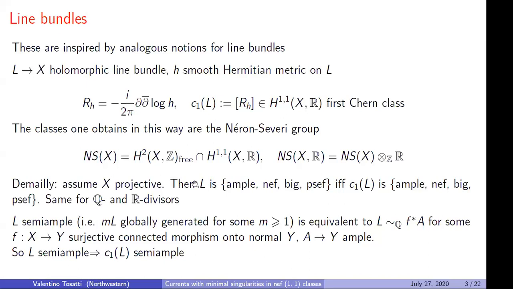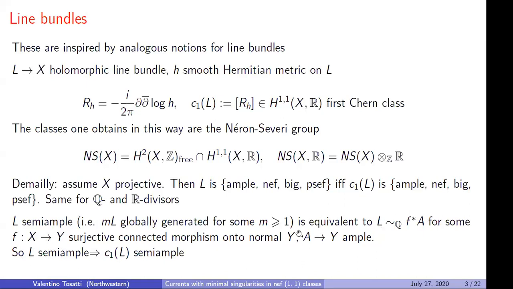And as for semi-ampleness, one has to be a little bit careful. So a line bundle L is called semi-ample, this is standard, if some positive power, say mL, is globally generated or free for some m. And now, once you have a globally generated line bundle, you can take an even higher, sufficiently divisible power, and you obtain a morphism. The image is this normal projective variety Y. The morphism here is F. It has connected fibers. And you can write your line bundle as pullback of an ample on Y, maybe modulo Q-equivalence, because you have to take powers.